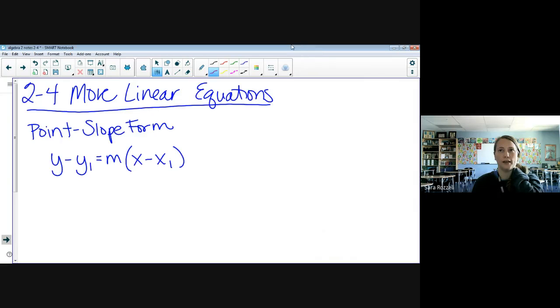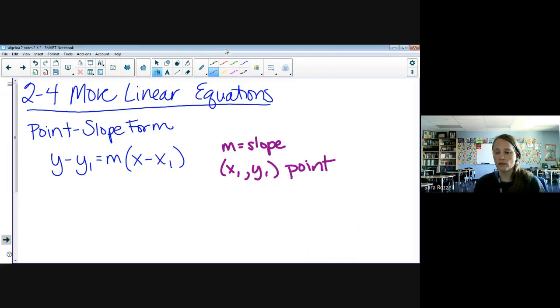The things that we're going to plug in for are your m. You're going to plug your slope in for m. And you're going to plug in the ordered pair they give you in the x1 and y1 spot. We don't plug anything in for the regular x and the regular y. So the x1, y1 is the point that you're given. And we plug that in there.